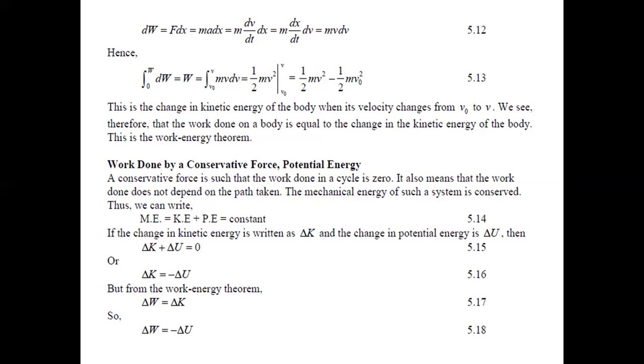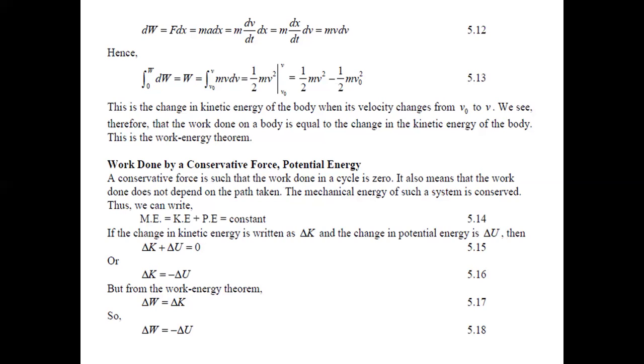Let us now look at the work done by a conservative force. And in view of that, we are going to define potential energy, because it's only when you have a conservative force that we're talking about potential energy. A conservative force is such that the work done in a cycle is 0. It also means that the work done does not depend on the path taken. The mechanical energy of such a system is conserved.